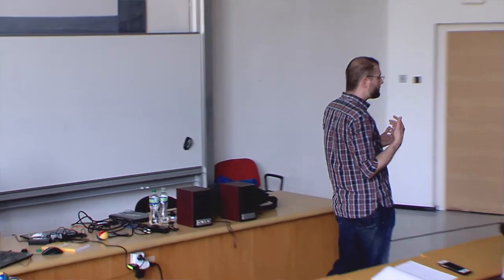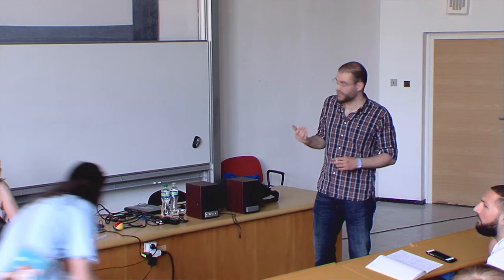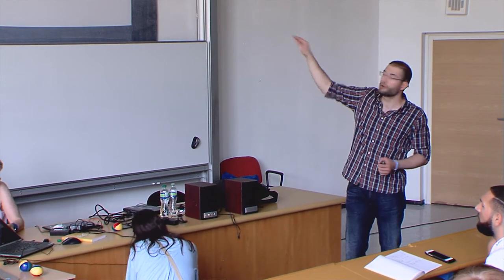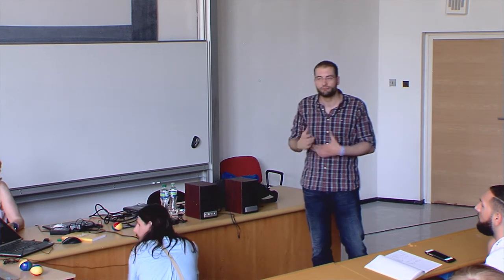Now the second part is taking a step back when looking at mistakes and not being there yet. So this one is a graph from my book, and you see on the y-axis the progress of your goal, and on the x-axis the weeks that have passed during that language learning. Now in conventional goal setting, you would assume a linear progress, right? So the planned progress is linear, but the actual curve is always non-linear.